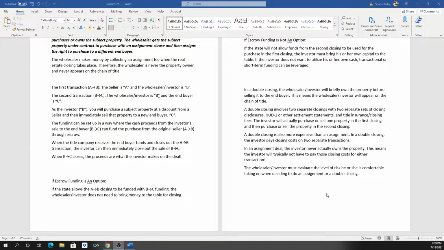And then the purchase. So that means either you or the end cash buyer is going to pay the closing costs on both the transactions. Okay, so keep that in mind. You've got to pay closing fees on each one of these. In the assignment deal, the investor never actually owns the property, which means the investor will typically not have to pay closing costs for either transaction. Again, another reason why assignment is a better way to go if you can make it happen.